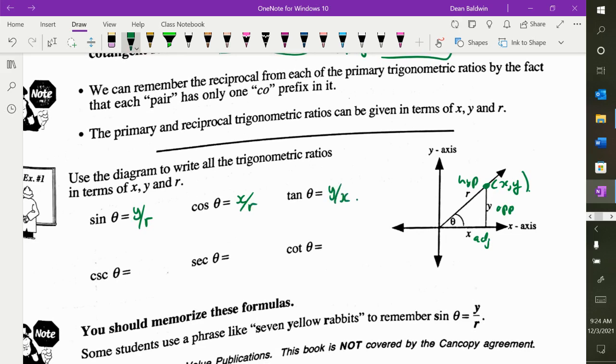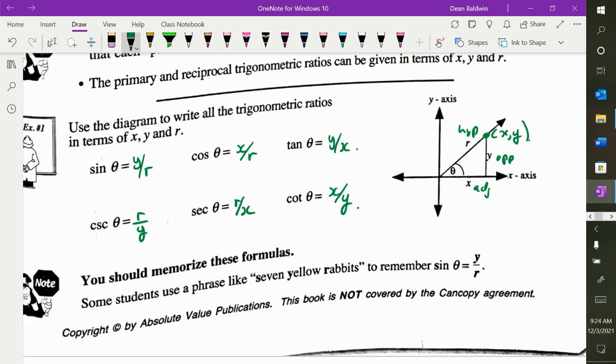What are the reciprocals going to be? Just flip them. Cosecant, which is 1 over sine, is R over Y. Secant, which is 1 over cosine, is R over X. And cotan is going to be X over Y.